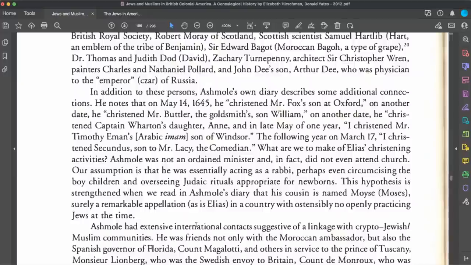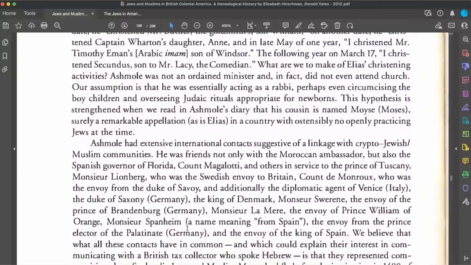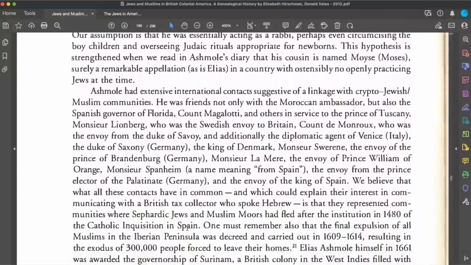Our assumption is that he was essentially acting as a rabbi, perhaps even circumcising the boy children and overseeing Judaic rituals appropriate for newborns. This hypothesis is strengthened when we read in Ashmole's diary that his cousin is named Moise or Moses, surely a remarkable appellation, as is Elias, in a country with ostensibly no openly practicing Jews at the time. Ashmole had extensive international contacts, suggestive of a linkage with crypto Jewish Muslim communities, the Portuguese and Moorish Jews.